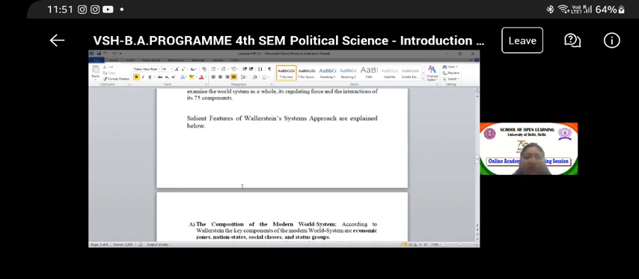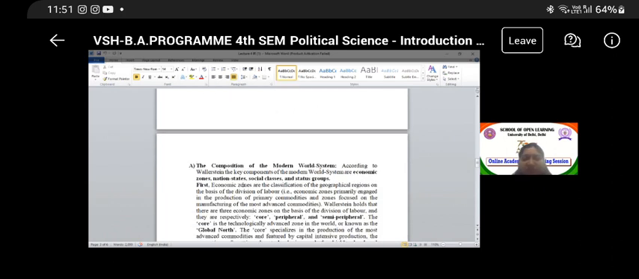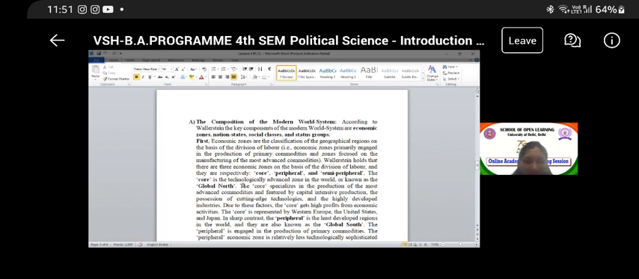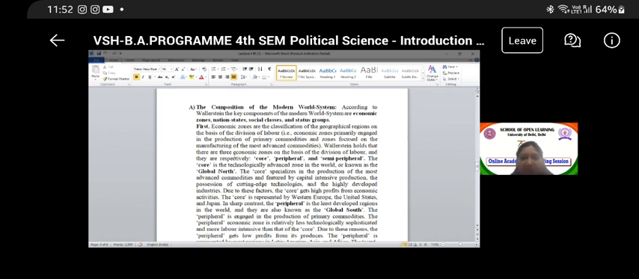Okay, what are the features of Wallerstein's system? Quickly, there are three features, three principles of the system. First is the composition of the modern world system, how he sees the composition. According to Wallerstein, the key components that the modern world system is made up of are economic zones, nation states, social classes, and status groups. These are the four things he identifies that a modern world system comprises.